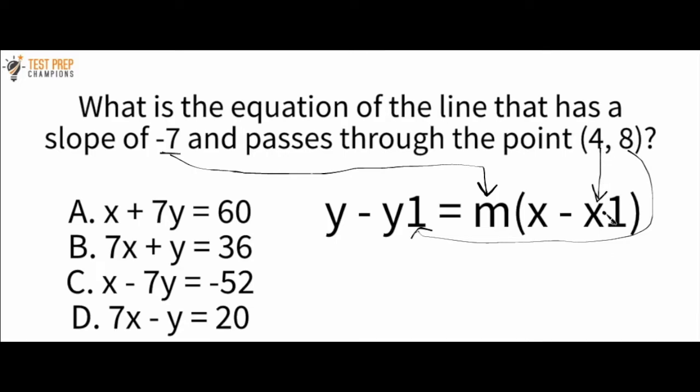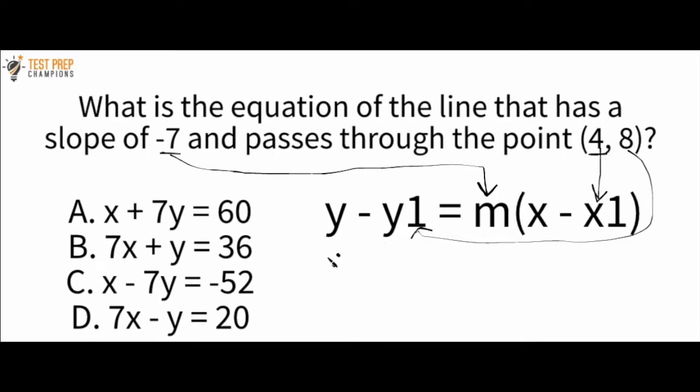Remember, the first number that's written in the pair, whatever it happens to be, I don't care if it's 99,000, always goes in for x1. The second number in the pair goes in for y1, all right? And if you're not sure what I mean when I say the 4 goes in for x1 and the 8 goes into y1, let me show you.